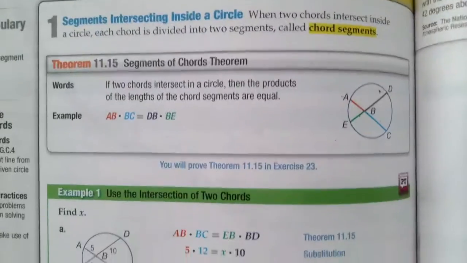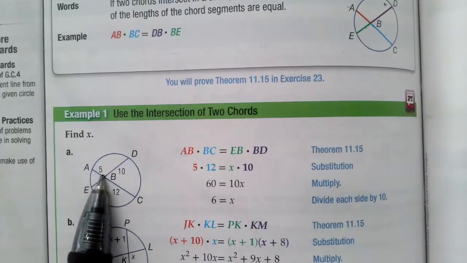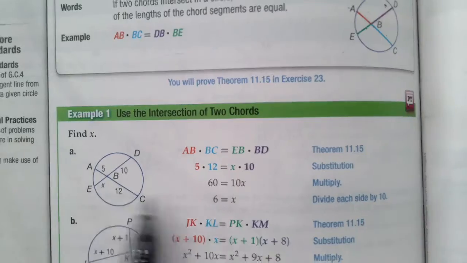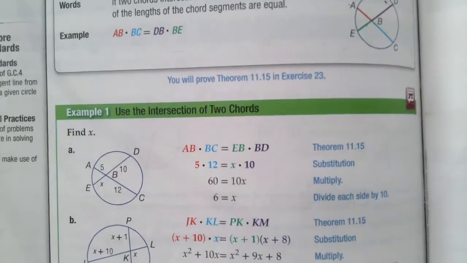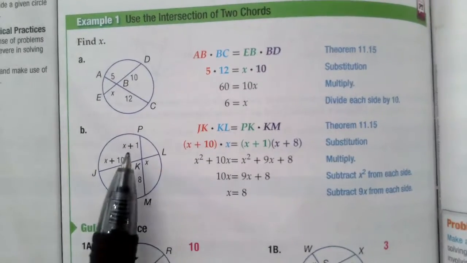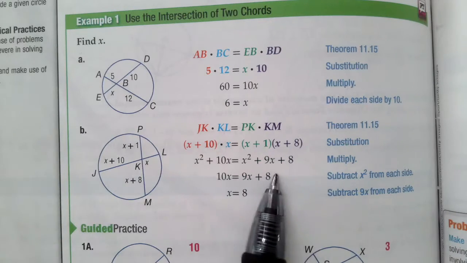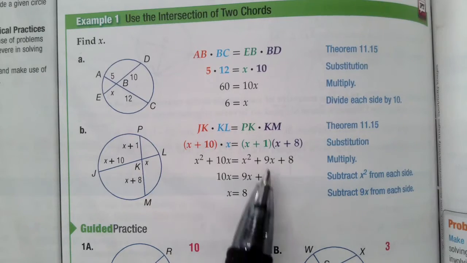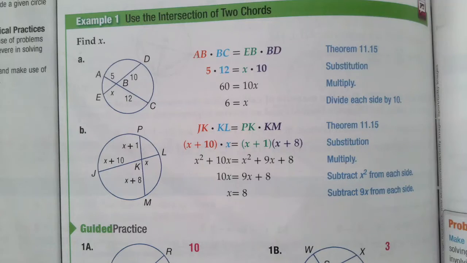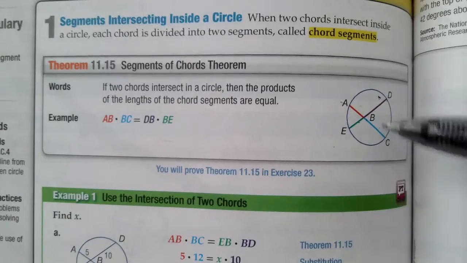So look at this example right there. This is a great example. Here we have two things that intersect inside of a circle. So we're going to have x times 10 equals 5 times 12, or 60 equals 10, or 10 equals 6, and so on. This one right here looks a little bit different, but it's the exact same. X plus 1 times x plus 8 equals x times x plus 10. And then you can pause the video and see how they go about solving this: the x squareds cancel, subtract 9x, and x is going to equal 8. Okay, so this is how you find the different types of segments inside of a circle.